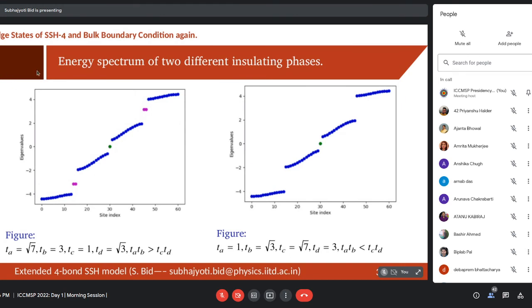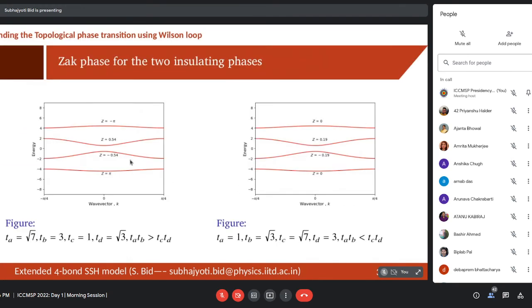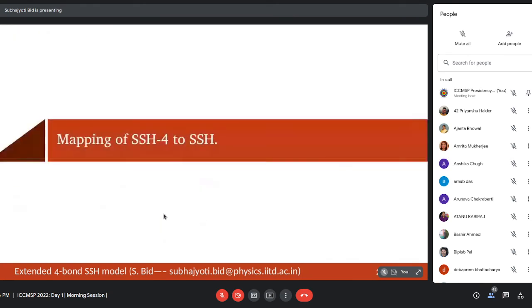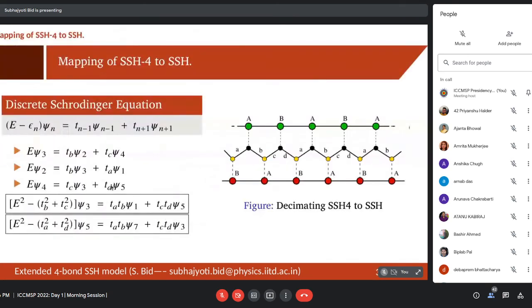The next question is from Shamrat Roy. When you decimate SSH4 to SSH, does each and every property remain the same, or does it go this way that we can do this since each of them is a topological invariant? Oh, no. When I started decimating out SSH4, I didn't know anything about the topology of this problem. Afterwards I calculated the topological invariant. So it's a good question.